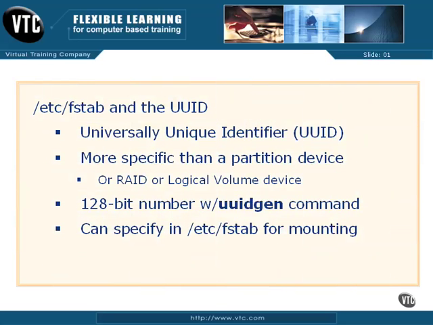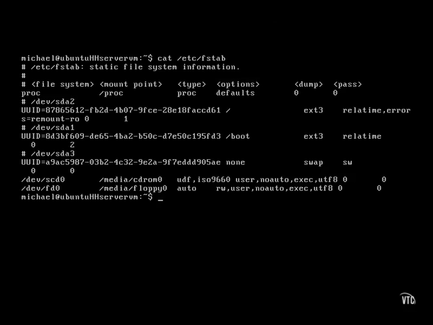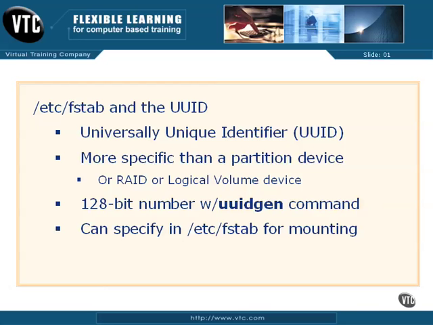/etc/fstab, and the universally unique identifier. One thing you may note with the Hardy Heron release is the use of UUIDs as shown here in the /etc/fstab configuration file. These universally unique identifiers can help the administrator identify both the system and the volume.